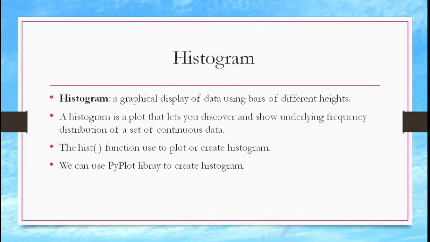Now let us interact with the histogram. A histogram is a graphical display of data using bars of different heights. A histogram is a plot that lets you discover and show the underlying frequency distribution of a set of continuous data. This is the most important underlying line. You have to understand how it shows the continuous data in a frequency, how the continuous data is divided into particular frequencies.